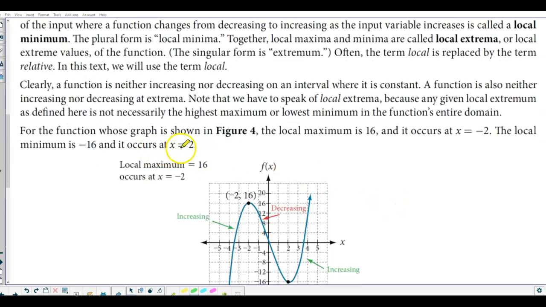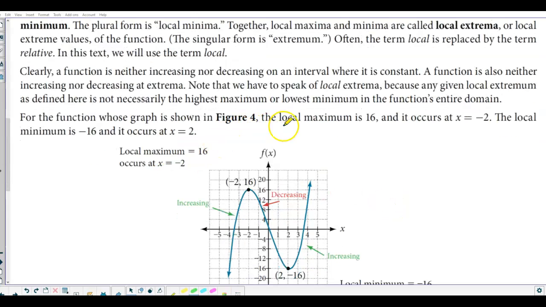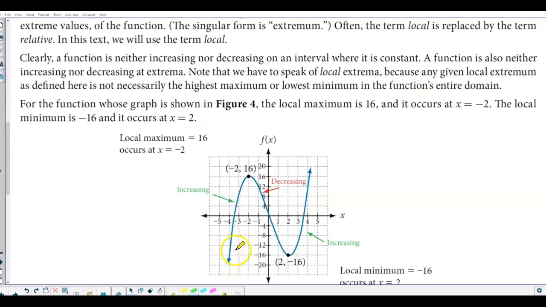Now, for the function whose graph was shown in figure 4, we have a local maximum at 16, and it's occurring at x equal to negative 2. So what that means here is that if we take a look at the value for x, here's the value of x at negative 2. Now the value for y is 16. So that means that the local maximum, as high as it goes, is 16, and it occurs when x is negative 2.